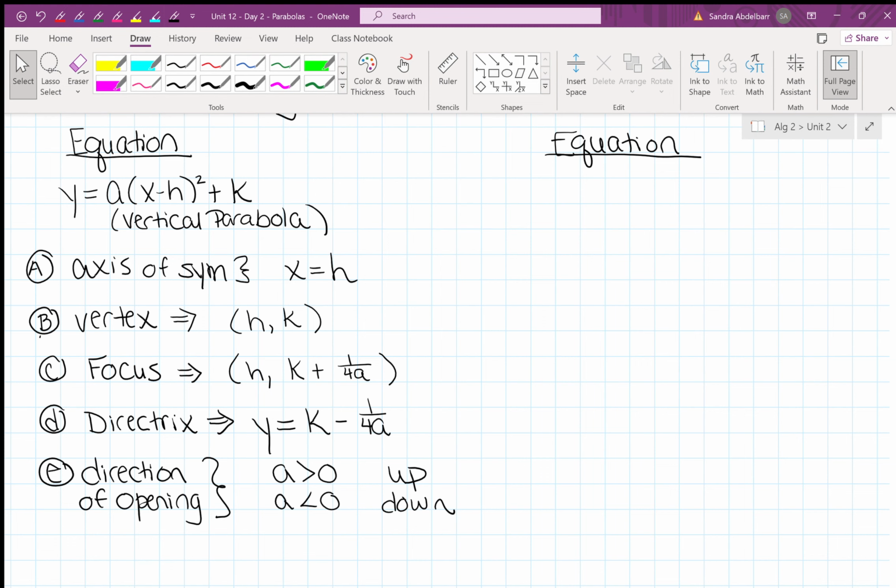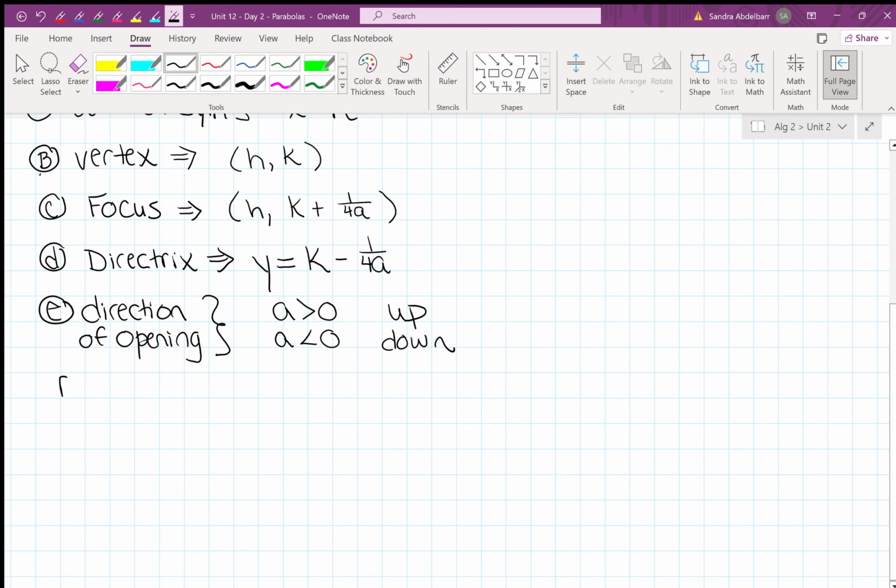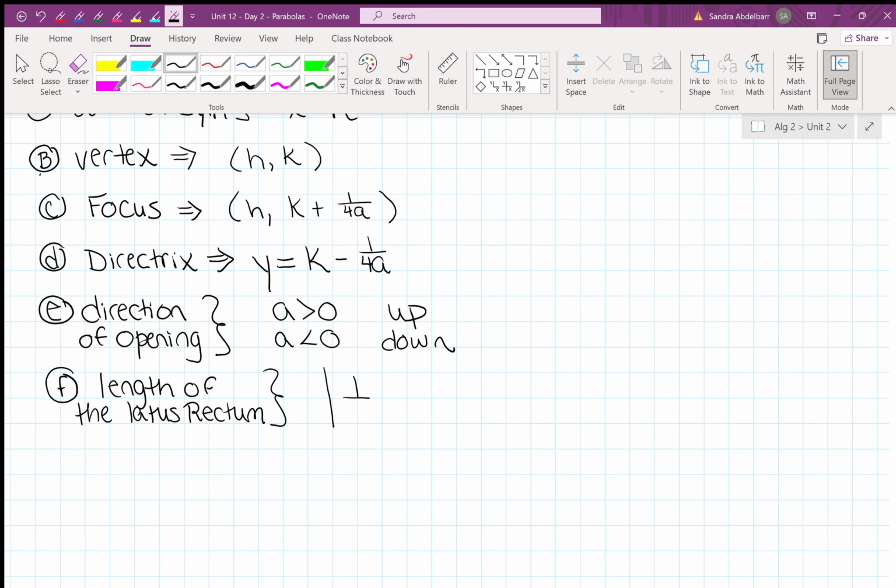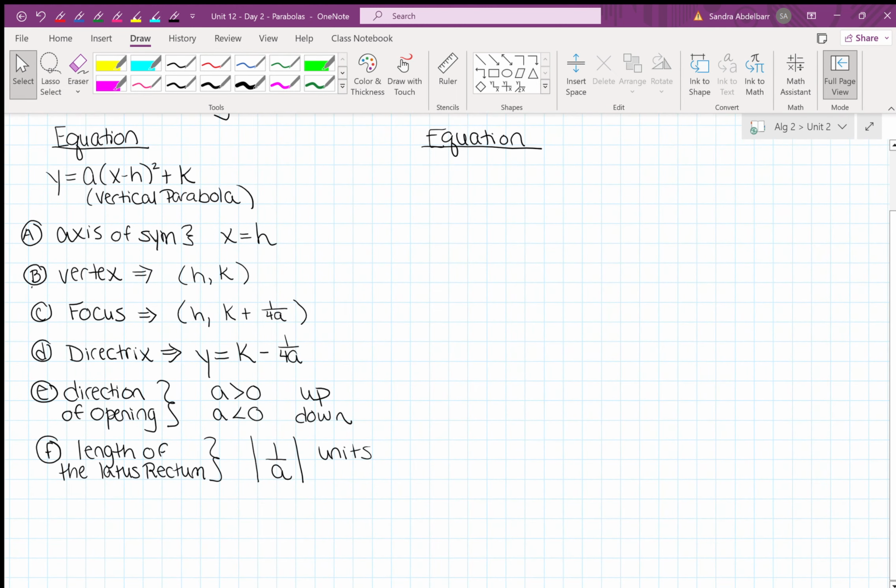And last but not least, we have the length of the latus rectum. Okay, so it is the absolute value of 1 over a units long. Why do you think I'm saying the absolute value? Because length can never be negative, exactly. Okay, so that's everything for the vertical equation.